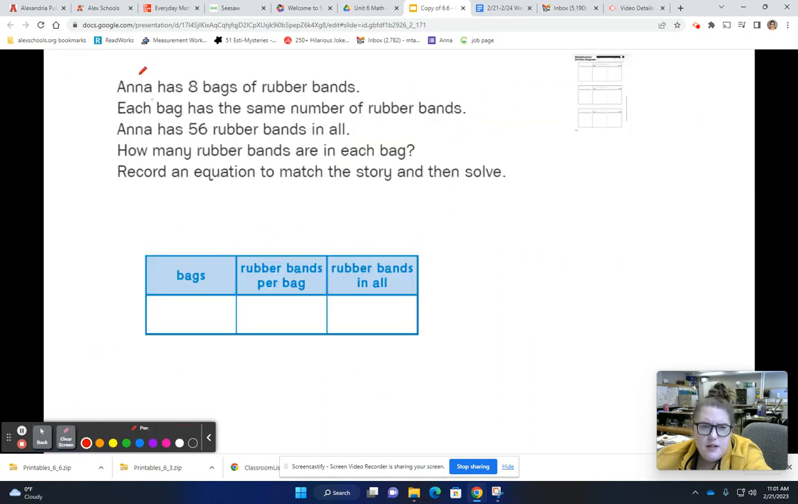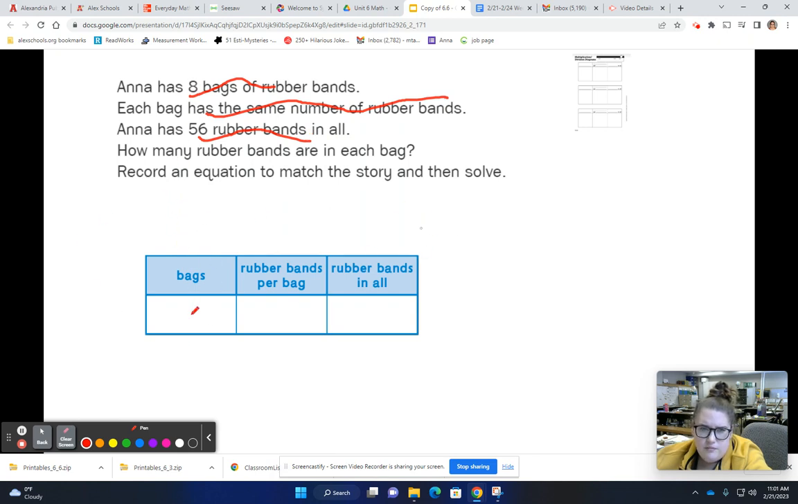Let's try this one. Anna has 8 bags of rubber bands. So this is the meat of our lesson. These are the multiplication and division story problems. Anna has 8 bags of rubber bands. Each bag has the same amount of rubber bands. Anna has 56 rubber bands in all. How many rubber bands are in each bag?